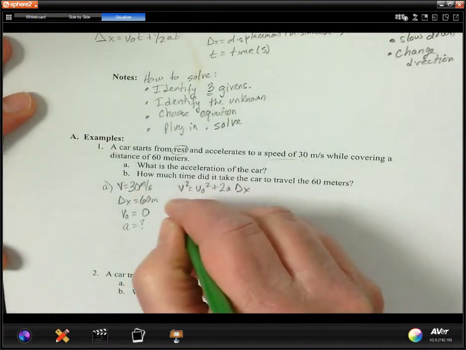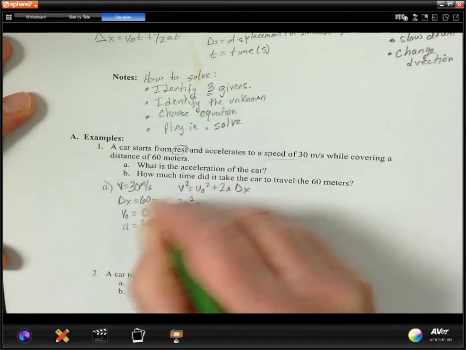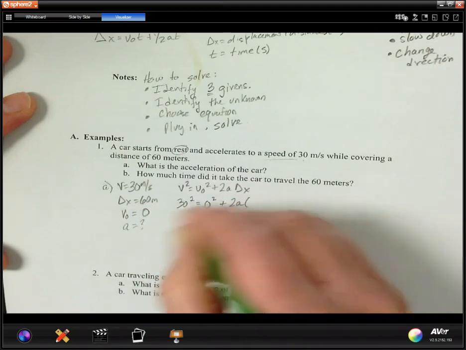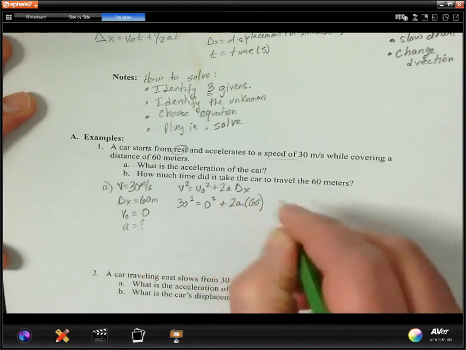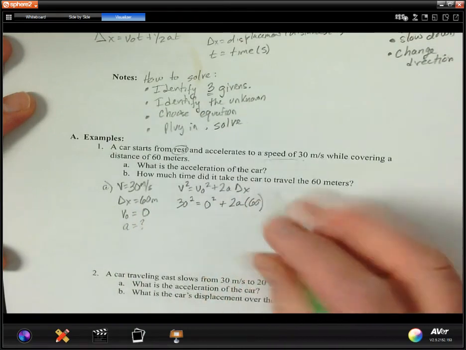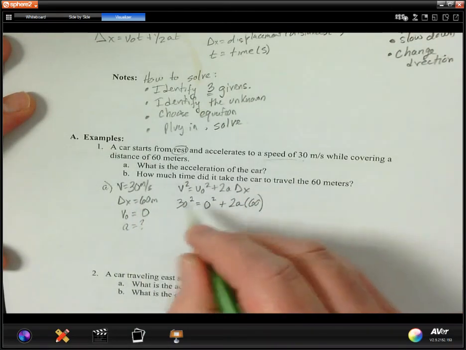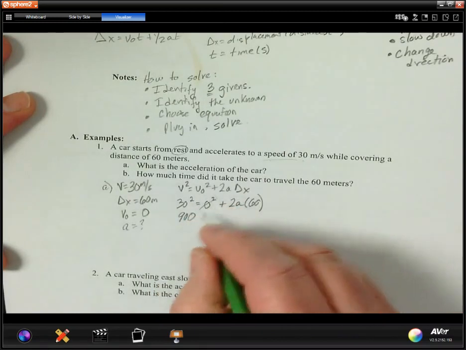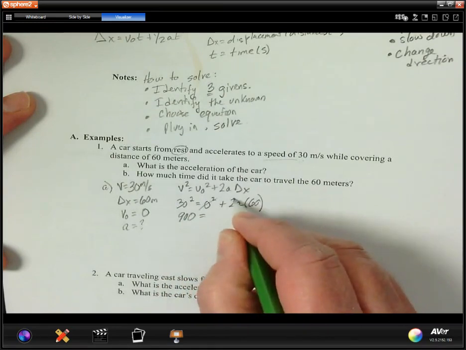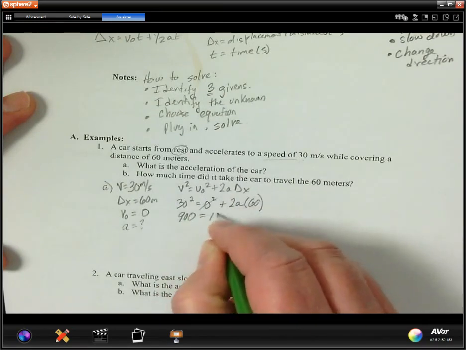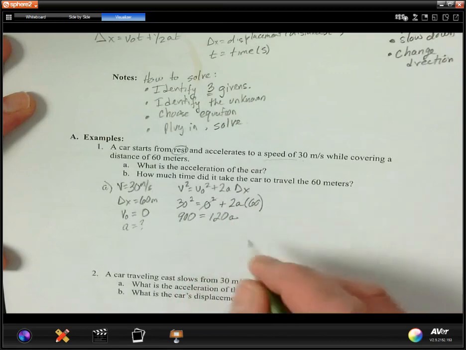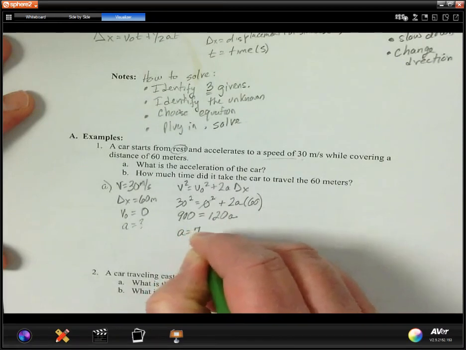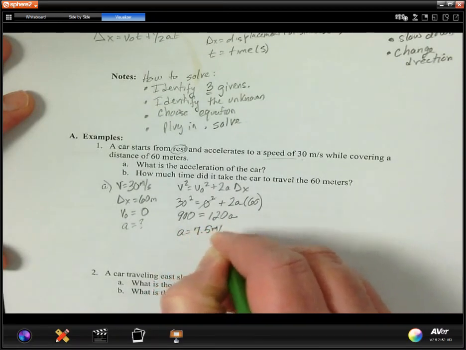So my v was 30. v0 is 0. And delta x is 60. And that's all of the physics. From here on out, it's just an algebra problem. So 30 squared is 900. 0 squared is 0. I don't have to worry about it. And on this side, I can do the 2 times the 60. So I get 120a. Then I'll divide both sides by 120. And I end up with a is equal to 7.5 meters per second squared.